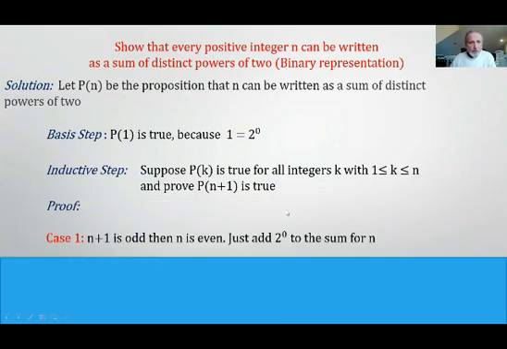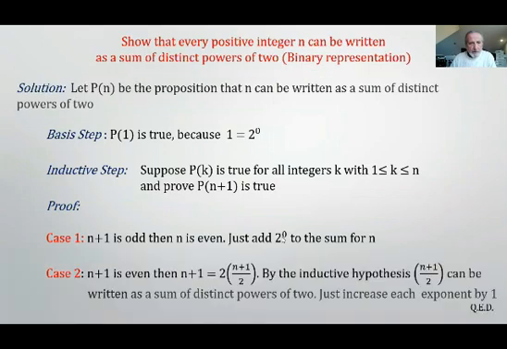Two cases. If n plus 1 is odd, then n is even. All you have to do is add to the sum for n the term 1, which is 2 to the power 0, and we're done. Case 2, if n plus 1 is even, now I can write n plus 1 equals (n plus 1) over 2 times 2. This here is also an integer because n plus 1 is even. So when you take an even number and divide by 2, it's still an integer.